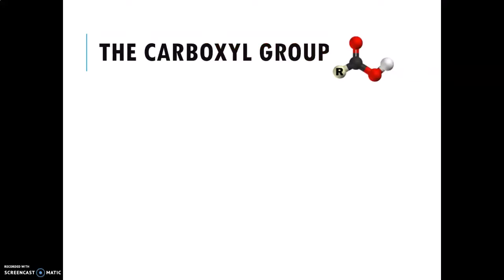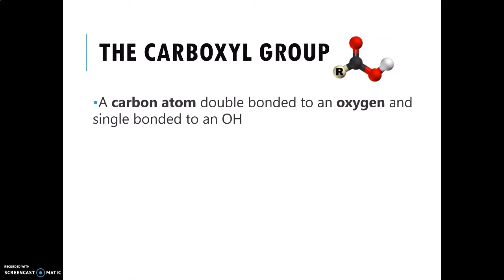Next, we have the carboxyl group. So in this diagram here, remember black is carbon, we have two red, those are two oxygens, and then the white is hydrogen. Notice there's a double bond here. There's two lines connecting this carbon and oxygen. That represents a double bond. So your description of a carboxyl group is literally a carbon atom that's double bonded to an oxygen, but then there's a single bond to an OH.